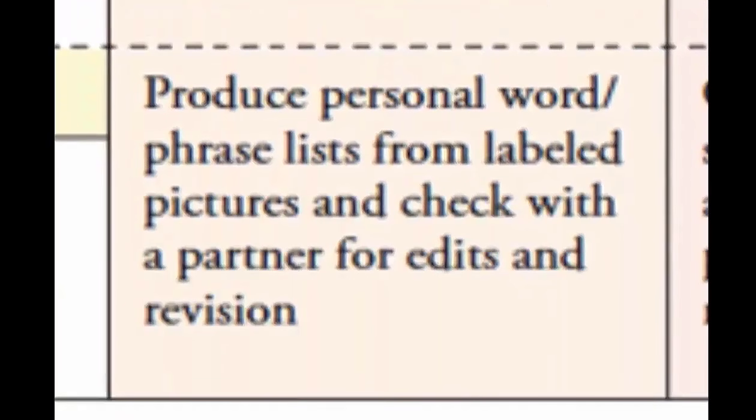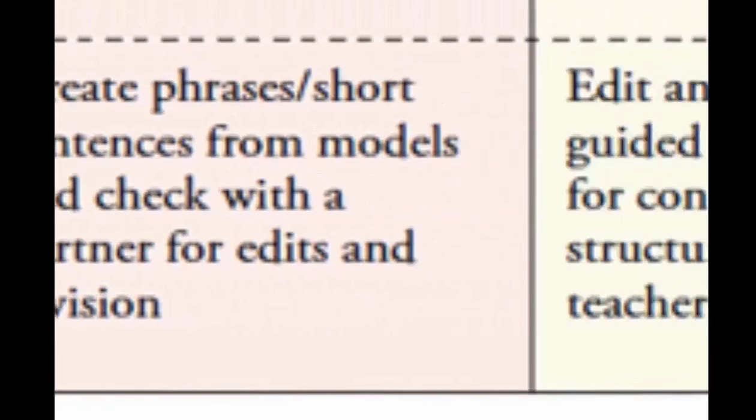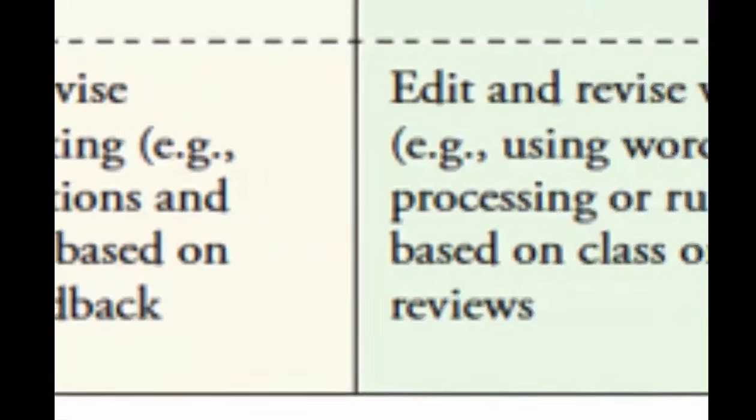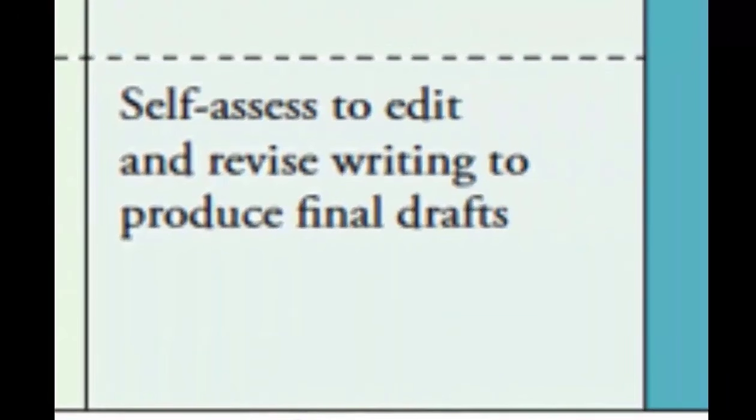In writing, a level 1 student may be able to produce personal word phrase lists from labeled pictures and check with a partner for edits and revision, while a level 3 student will be able to edit and revise guided reading, for example, for the conventions and structures based on the teacher feedback. A level 5 student would be able to self-assess to edit and revise writing to produce final drafts.